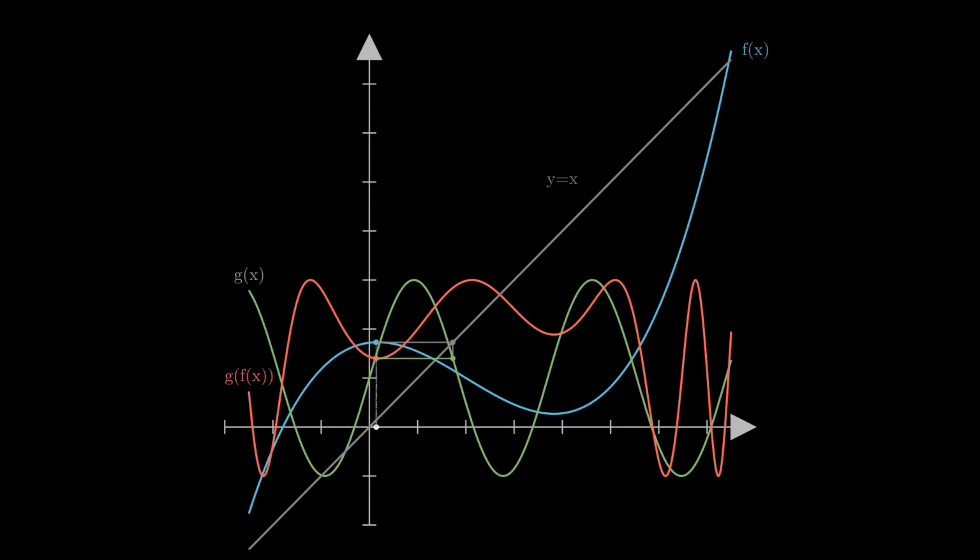The relevant points of f at x, g of f at x, and g at the intermediate x location always form a rectangle whose fourth corner lies on the y equals x diagonal. Okay, fine, but does that help with understanding the derivative of g of f? Well, that's of course for you to decide, so let's try.